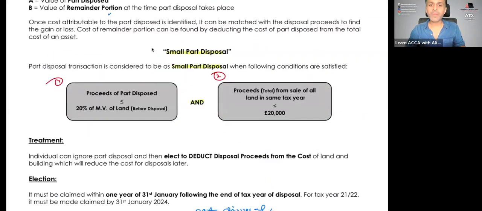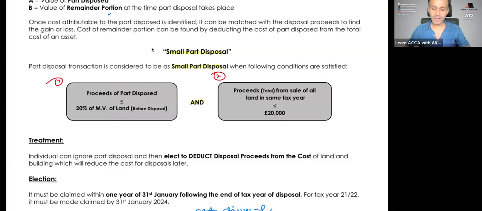In my second, the proceeds from the sale of all the land in the same tax year have to be less than or equal to 20,000. So this 20,000 is not an example. You have to remember it because that's a rule of law, the limit that you have to consider. If you cannot remember these 2 conditions in the live course right now, not a worry, just put them up on a screen and apply them with me. Later, when you revise, you will have enough time to remember. The more times you read, the more you will remember.